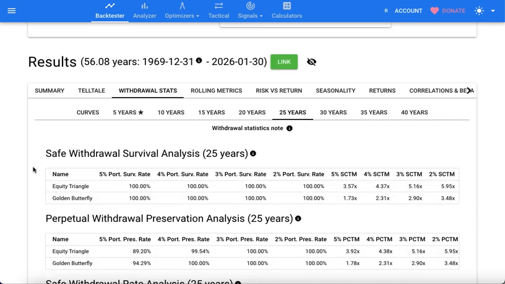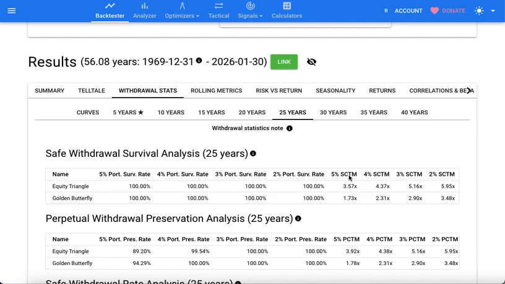First one is your safe withdrawal survival analysis. This is going to be, again, safe withdrawal rate: how much you can take and still make it, still end with more than 0. And pretty great numbers for both portfolios here. 100% of the observed pathways over those 25 years, within that 56 years, 100% survived at 5%. 100%, of course, are going to survive at 4, 3, and 2. Likewise for the Golden Butterfly. So both of these portfolios have been fantastic over the past 56 years for any 25-year section that you want to take.